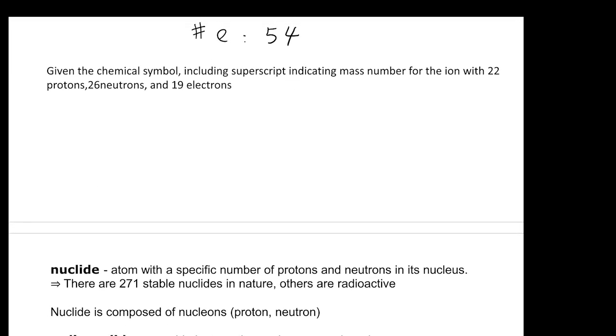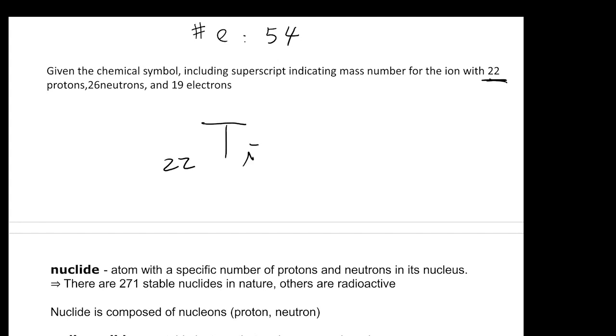Question type number 2: given the chemical symbol, including the subscript indicating the mass number, of the ion with 22 protons, 26 neutrons, and 19 electrons. The first information you're looking for is the proton number, which is 22. Then you go to your periodic table and look for the symbol with atomic number 22, which is titanium, right? So you know the atomic symbol has a form like titanium-22.